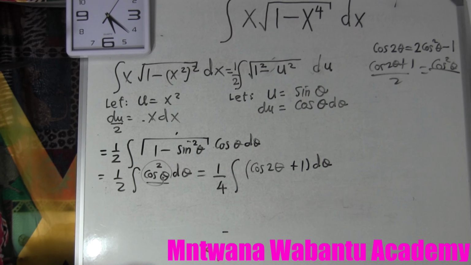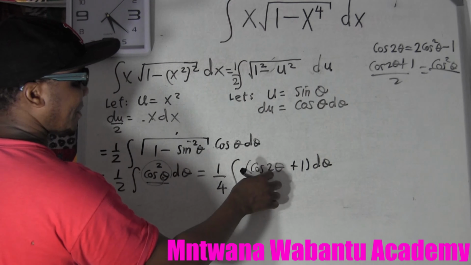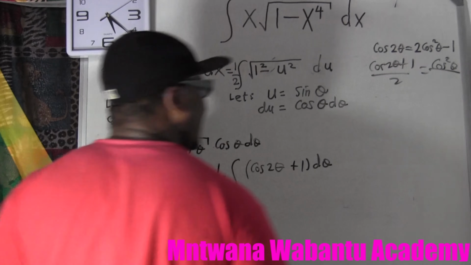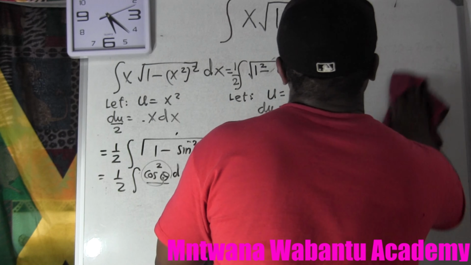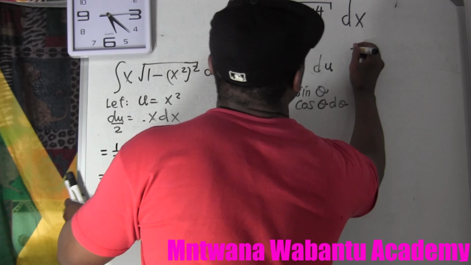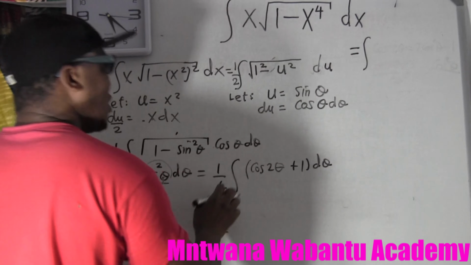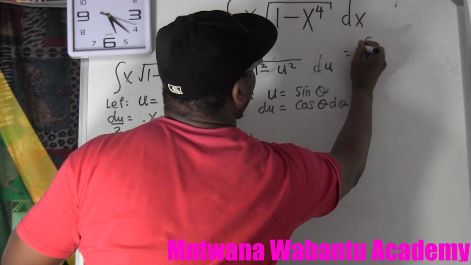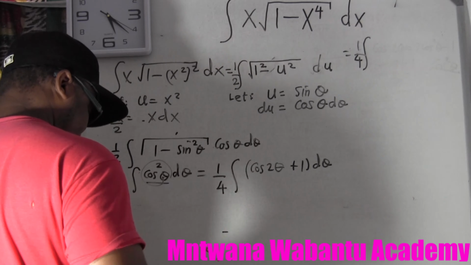And the question is almost finished, right? So I can separate. We can make a space here. And then the integral has 1 over 4 in front.